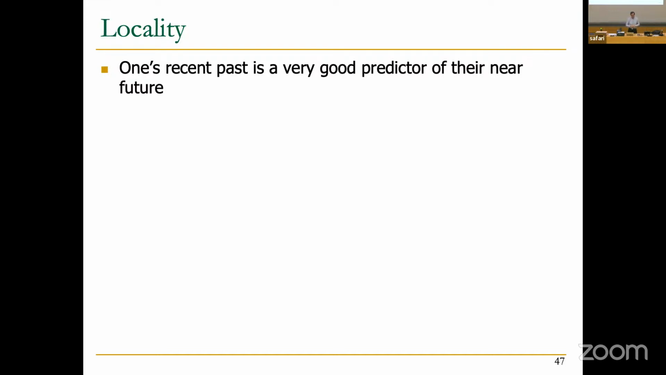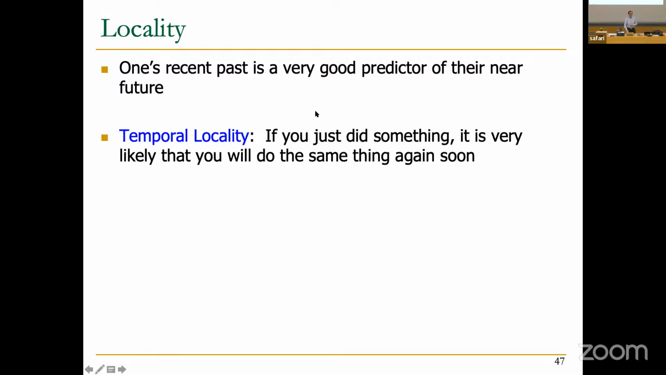And locality of reference is essentially related to the fact that one's recent past is a very good predictor of their near future, applied to programs. I'll apply it to you at this point. So temporal locality. There are two types of locality, temporal and spatial. They can be combined also. Temporal locality says if you just did something, it's very likely that you will do the same thing again soon. And this happens actually.